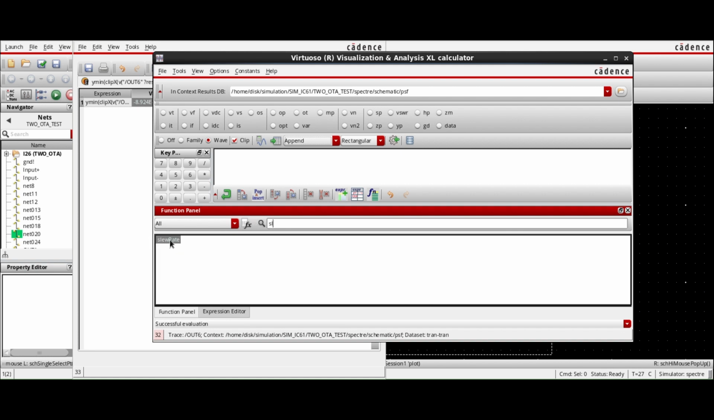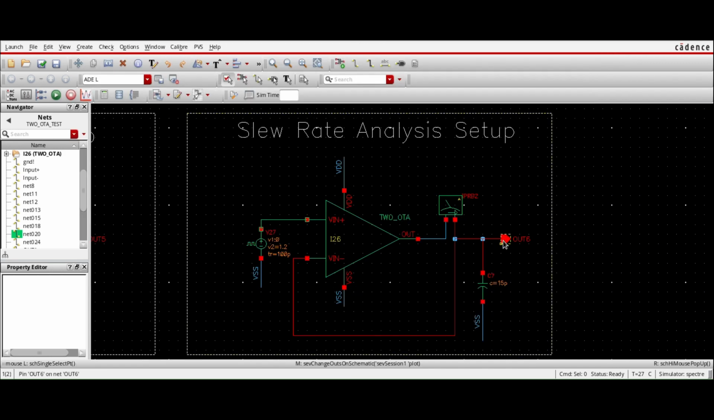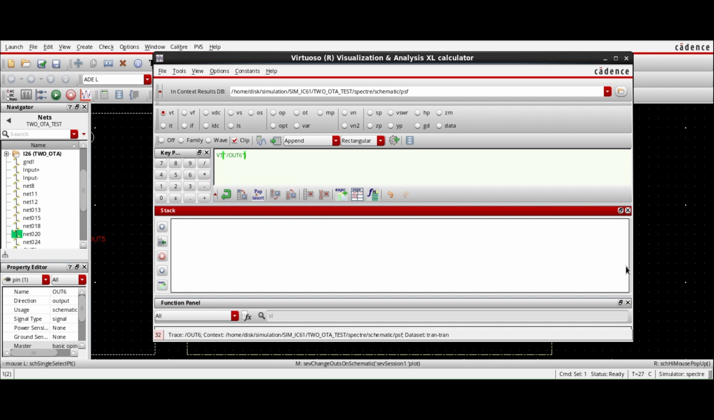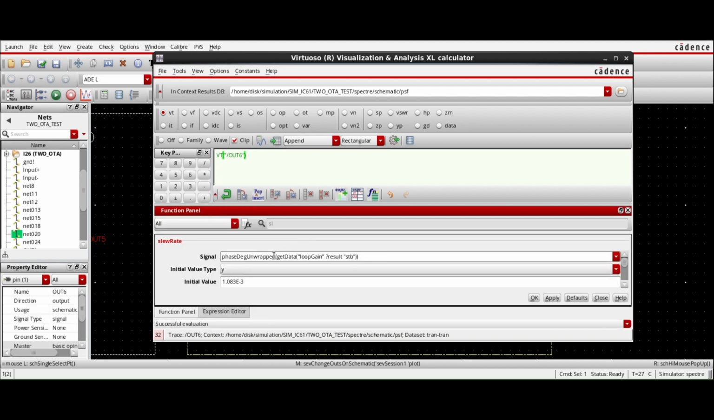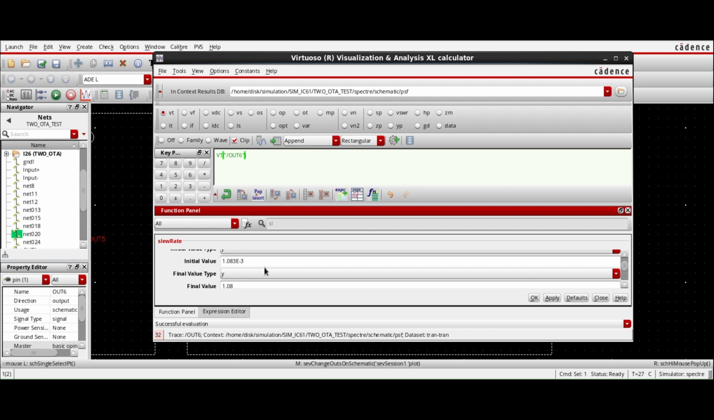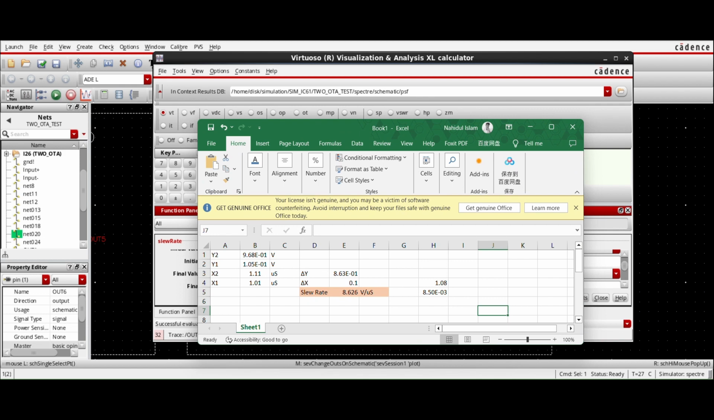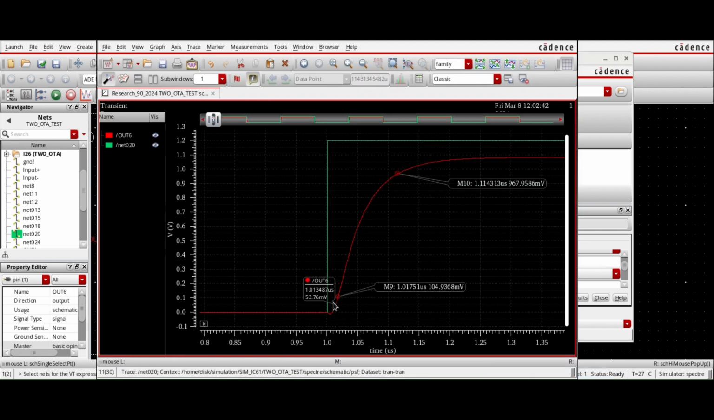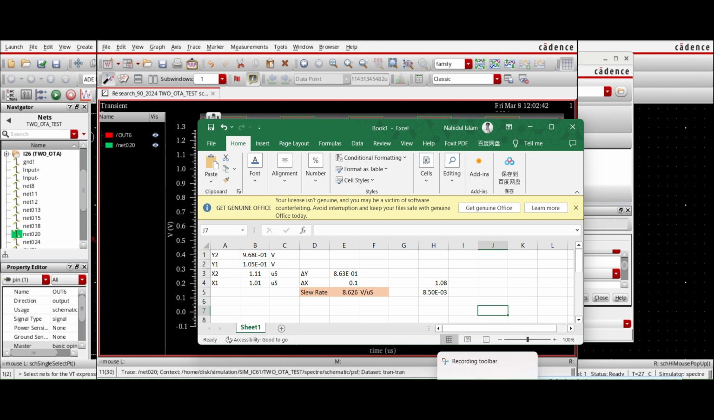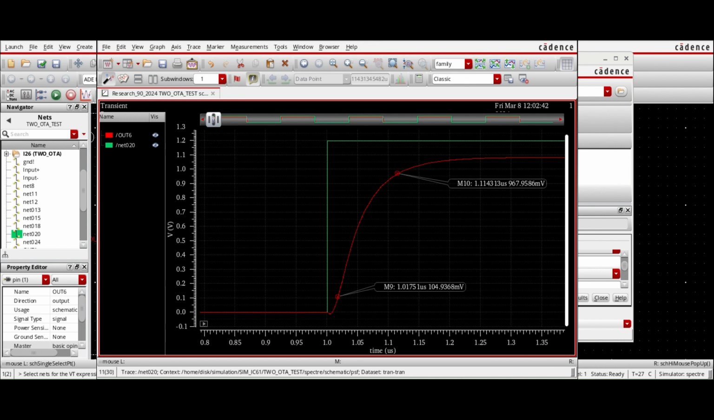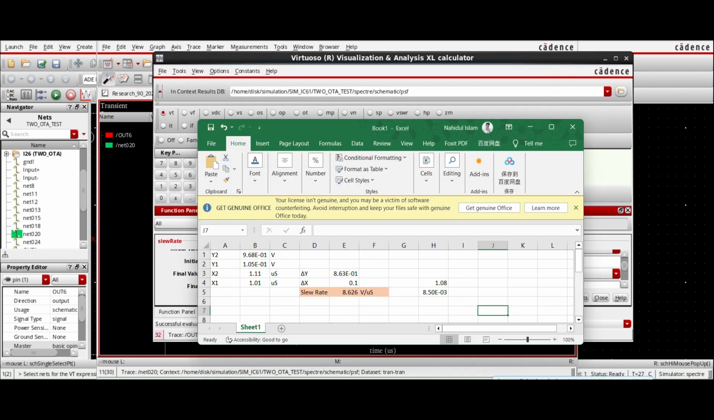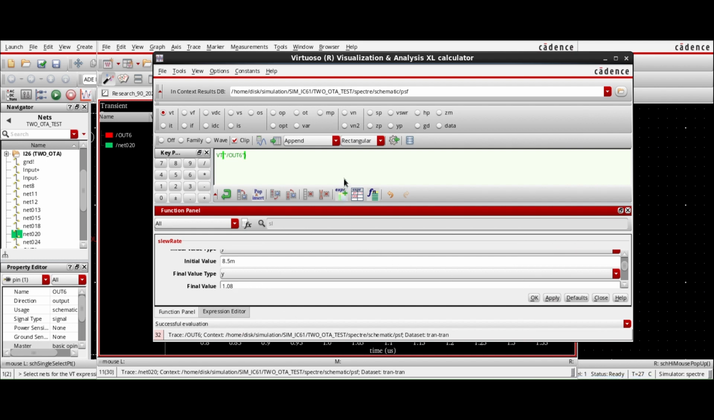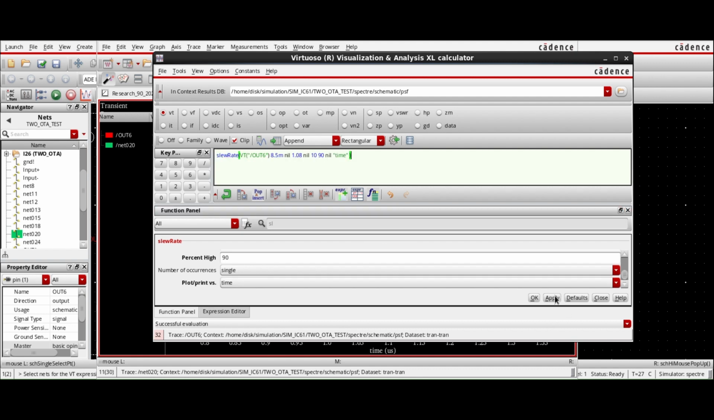Then again for the calculator, slew rate, signal VT. Then the initial value in the Y axis is here, 8.5 millivolt. The final value is 1.8. All is okay, we apply.